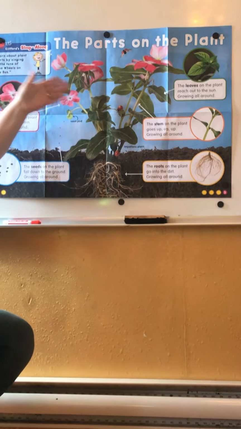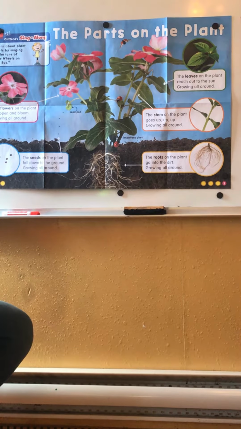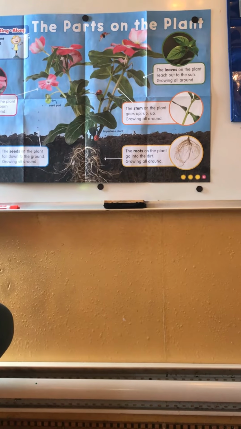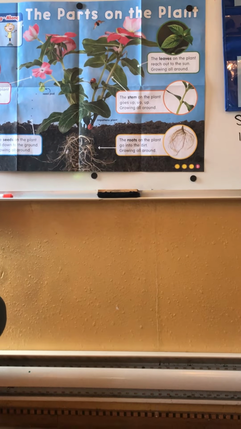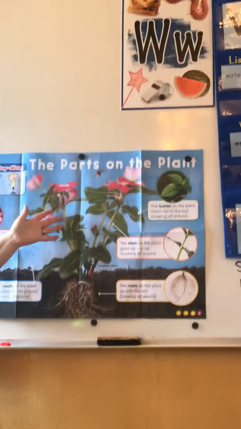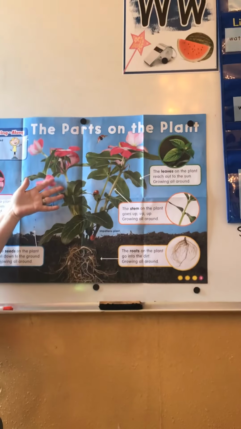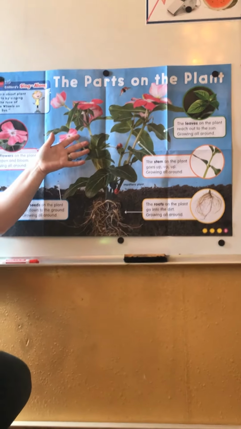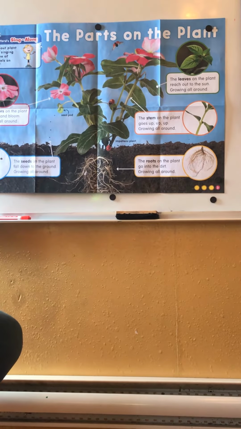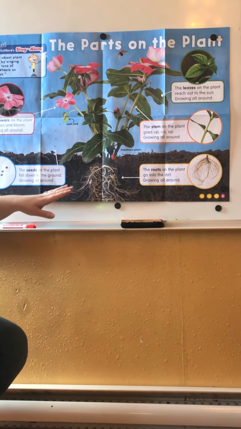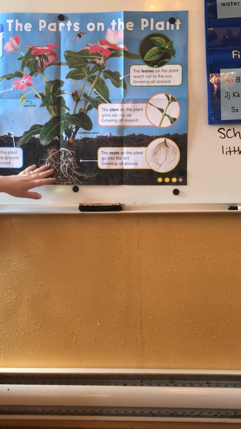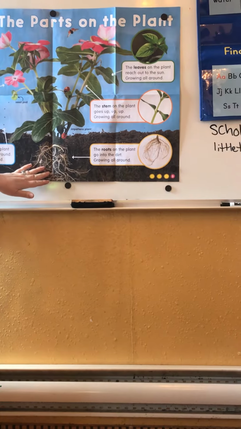Do you think this plant is going to produce any vegetables or fruits? No, probably not. But they will plant seeds. Some plants will grow fruit and vegetables and food. Other plants will grow flowers. Okay? All right. First we start down here.